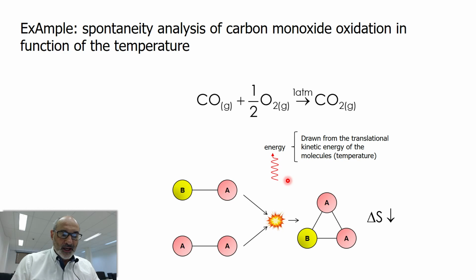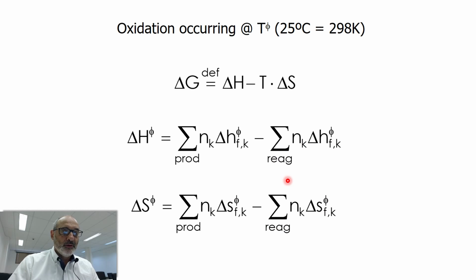So this is the case where the process may or may not be spontaneous depending on the temperature. Let's see how it works. So we have our definition. This reaction is taking place at 25 degrees, T5, and we have our definition of delta G. Okay, so applying the first law of thermodynamics to this system.